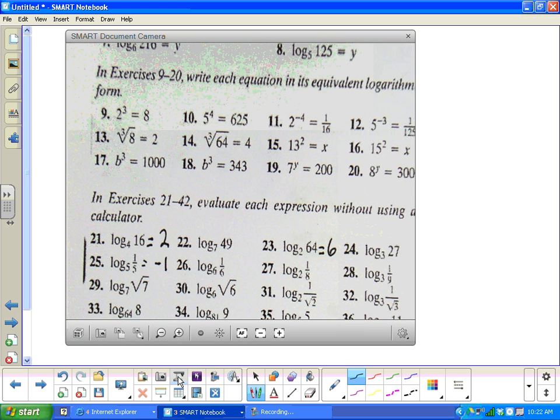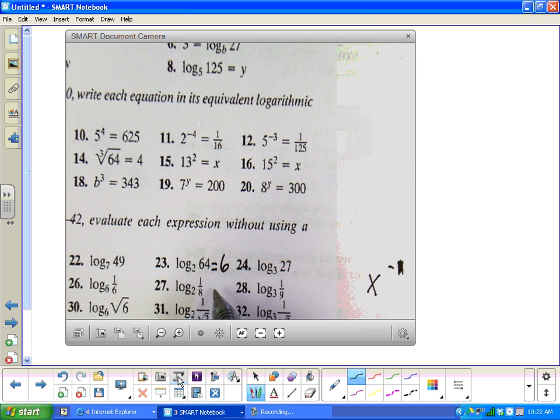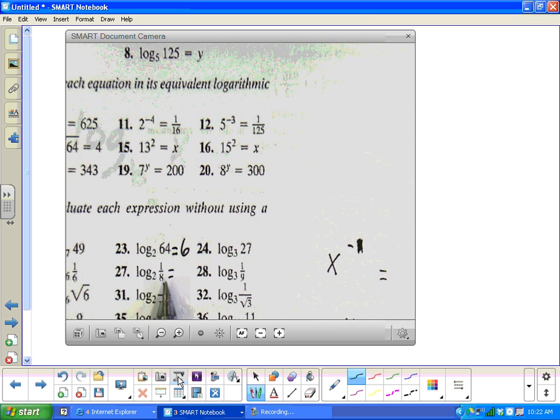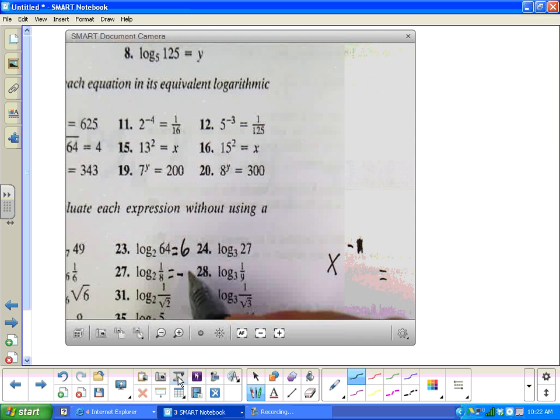Okay, look at number 27. I think you'll get this one a little bit better. Now, don't look at the 1/8. Just think about the number 8. 2 raised to what power would be 8? 2 to the third was 8. Now it's not 8, it's 1 over 8, so it needs to be 2 to the -3rd power. So my answer there would be -3. All right, y'all following that okay there?